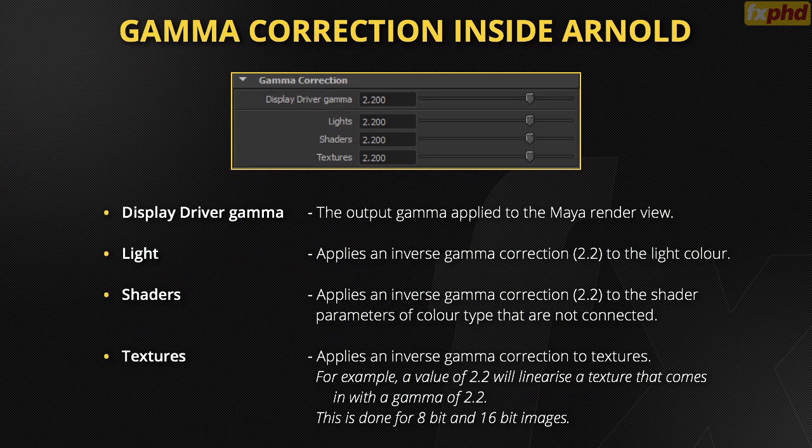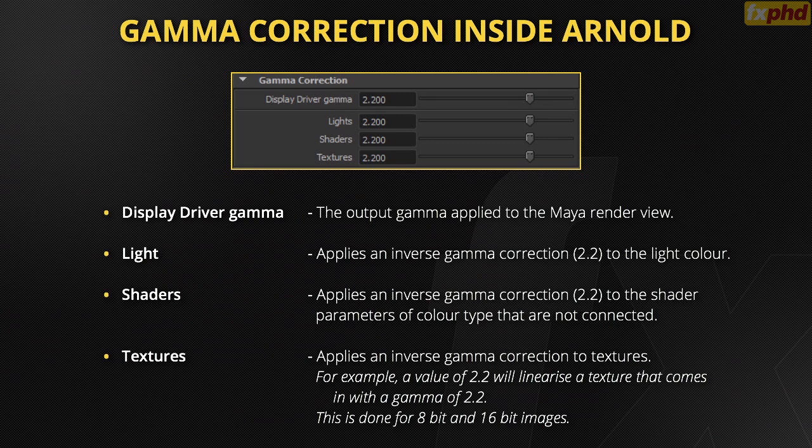And you can see that we have these 4 sections. Display driver gamma, which is basically your monitor. The gamma correction for your lights, shaders, and textures. And basically what's happening is Arnold is saying that the display driver needs to be gamma corrected to 2.2. So as we render from a linear inside of Arnold, inside of Maya, it's then lightening the image so that when you see it displayed on your viewer, or your render view, it looks correct. It's also making changes to our lights, our shaders and also our textures.